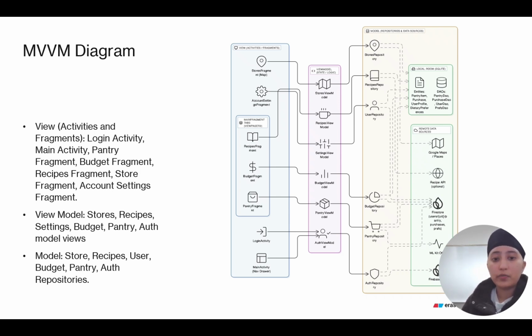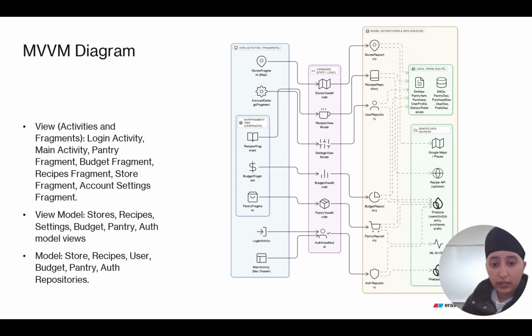For example, auth view model handles sign in and sign out via Firebase auth. Pantry view model communicates with Firestore to load and update pantry items. Settings view model gets and saves user preferences from Firestore. This setup keeps Firebase logic out of the UI, so configuration changes like screen rotation won't interrupt data operations.